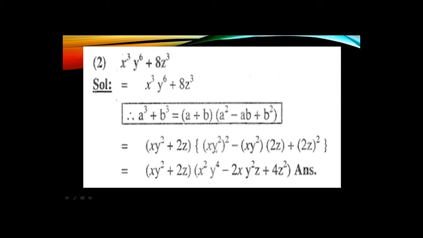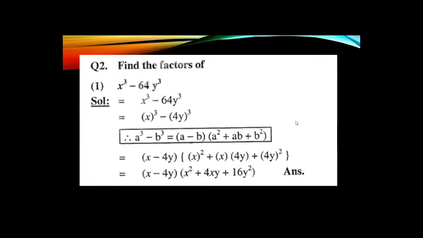And second bracket, first term, when you open the square, it becomes x square y to the 4, x square y^4 minus 2xy square z. When you multiply these two terms, you will get 2xy square z, plus the square of 2 is 2 to the 4 z square. So the answer of question number 2 is x square y^4 minus 2xy square z plus 4z square. Okay, I hope you get this question.